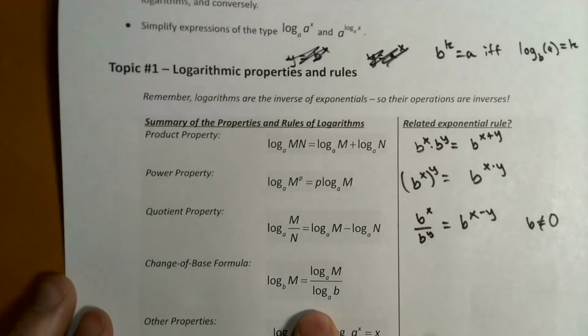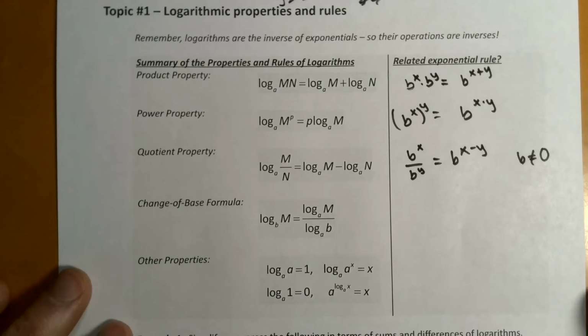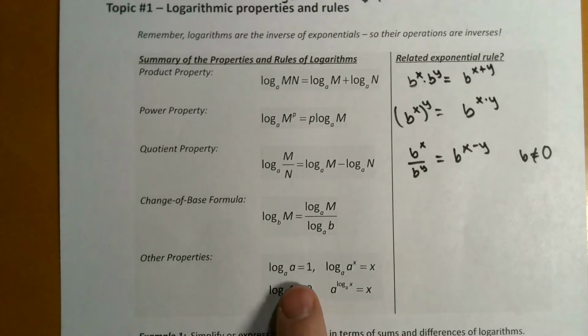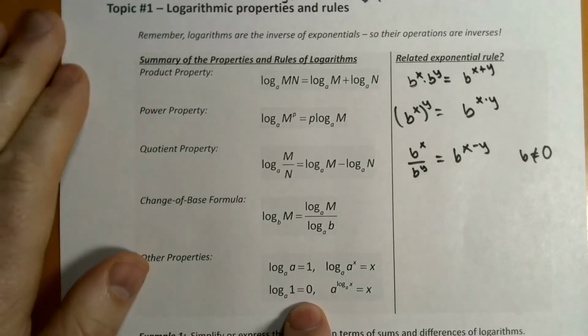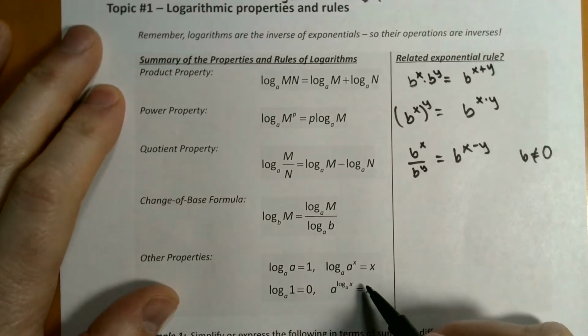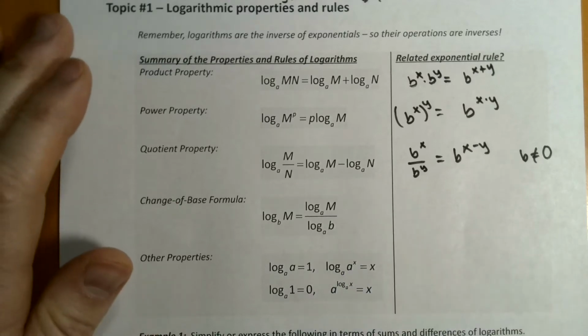And then this is just a change of base formula that we had that's not super useful anymore, but we might have needed it for a calculator back in the day. And then some other basic properties. Log base a of a equals 1, log base a of 1 equals 0, regardless of what that base is. And then this is directly connected to the fact that logarithms and exponentials are inverses of each other.